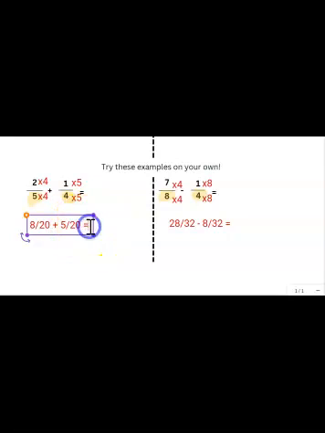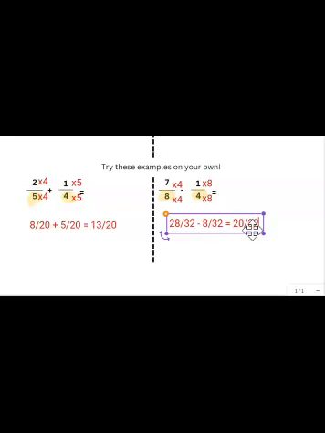Our final step is to add or subtract the numerators. So 8 plus 5 equals 13, and our denominator of 20 stays the same. So my answer would be 13/20ths. On the second example, we have 28 minus 8 on our numerators. So that would be 20, and our denominator of 32 stays the same. So our final answer would be 20 over 32.